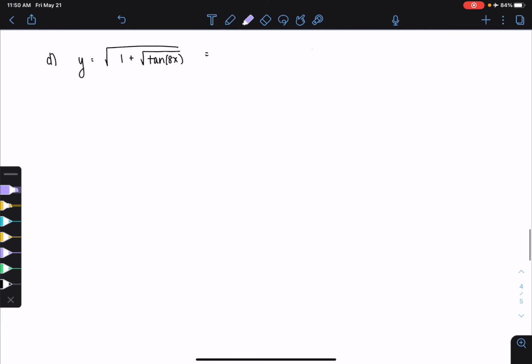So I've got one last example, which is going to be a real doozy. We've got the square root of 1 plus the square root of tangent of 8x. So this is going to be like a triple chain rule problem. So kind of thinking about each of these pieces, square root is 1/2 power.